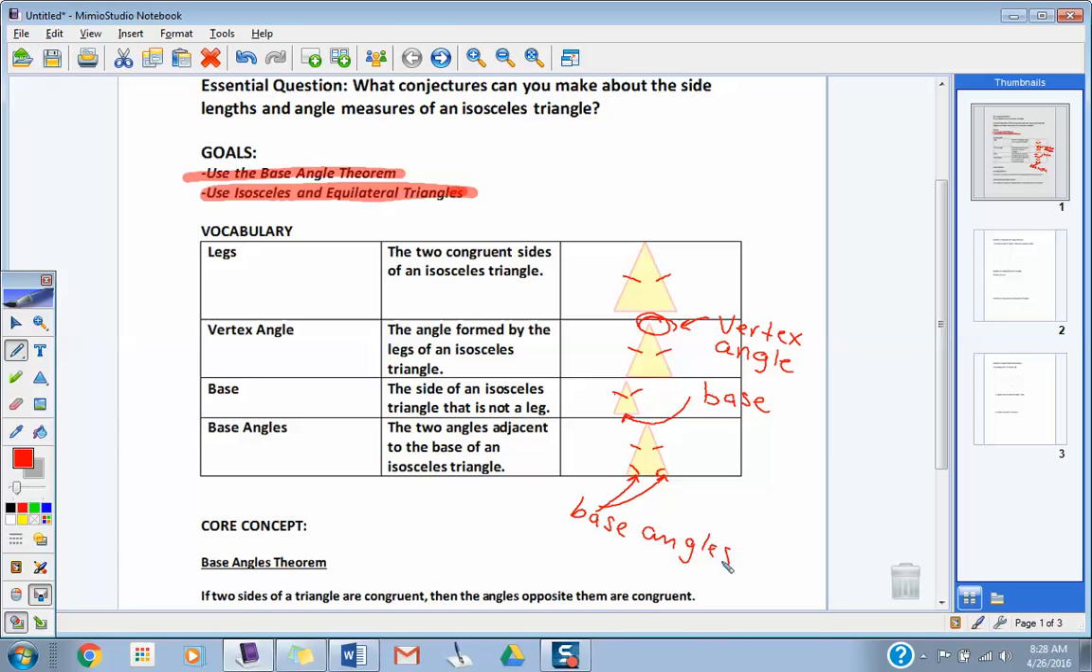I'm going to write this down here, and that there's two of these, and there's always one of these. In an isosceles triangle, there's going to be two legs and one base. So you may want to put that stuff in there too as well.